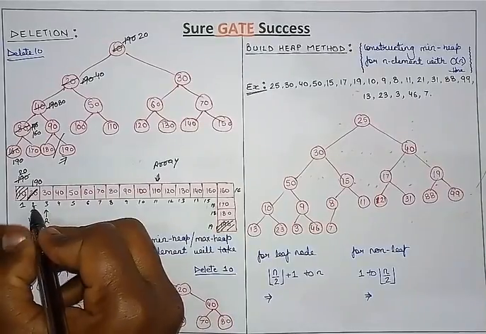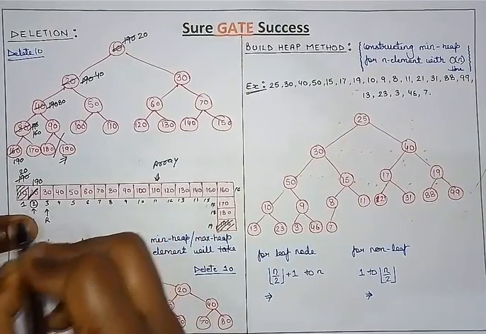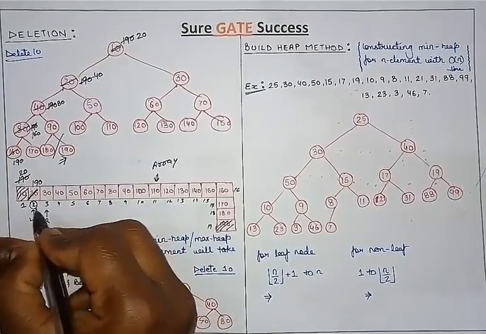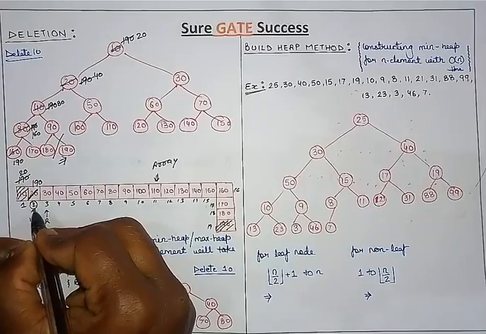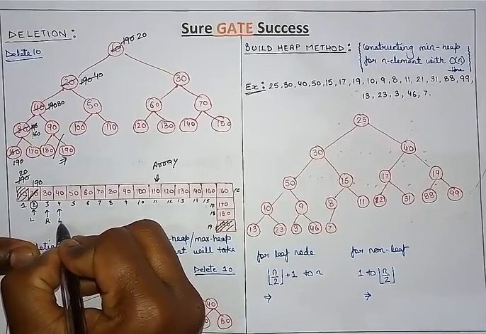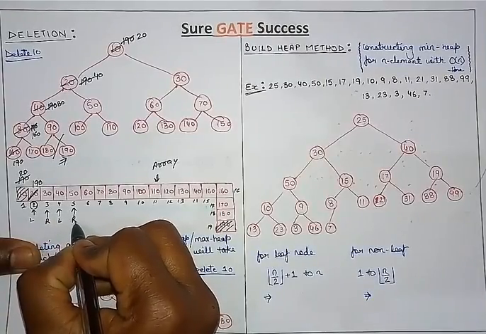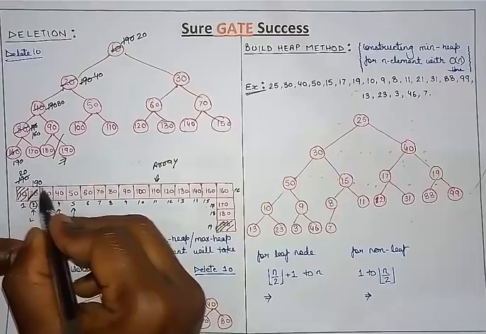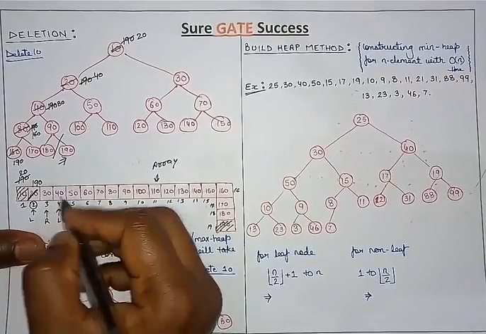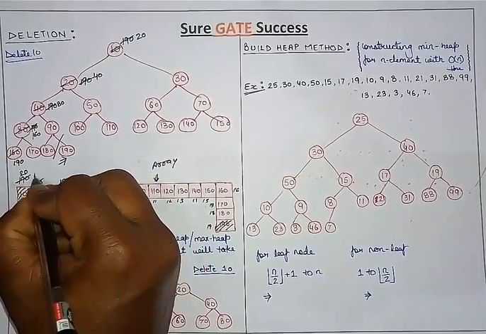Similarly, now we have to check 190, that is at the second position, for its children. So what will be the children of the second position? 2 into 2, that means 4 will be the left child, and 2 into 2 plus 1, that means 5 will be the right child. So we have to compare 190 with the fourth and fifth values, and because 40 is the smallest one, we have to replace 40 with 190.